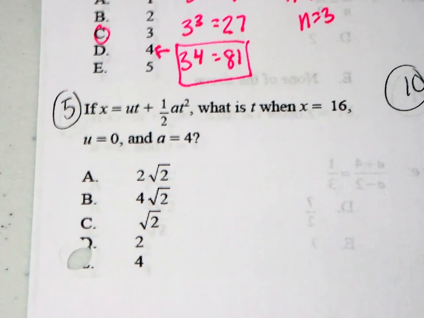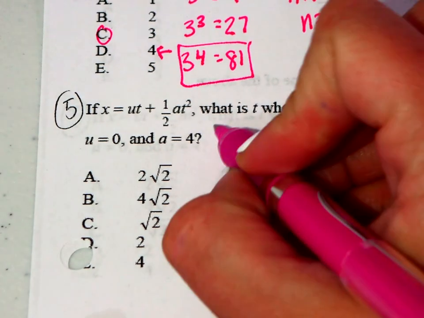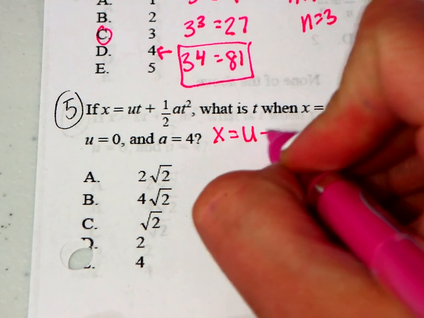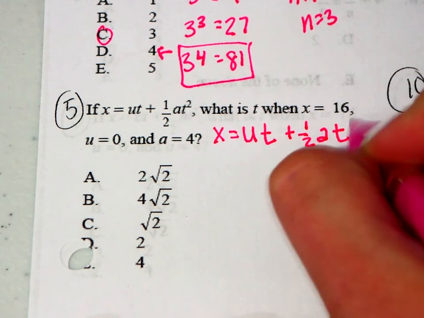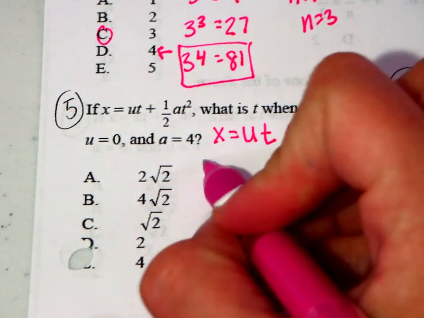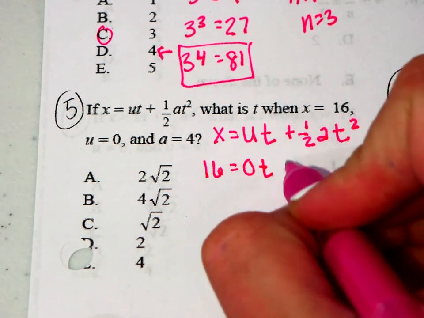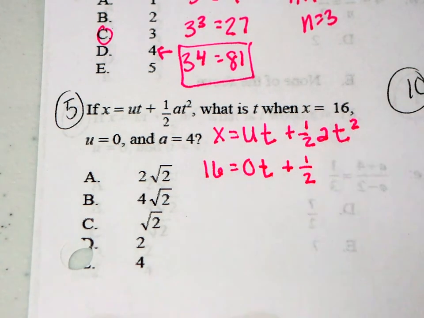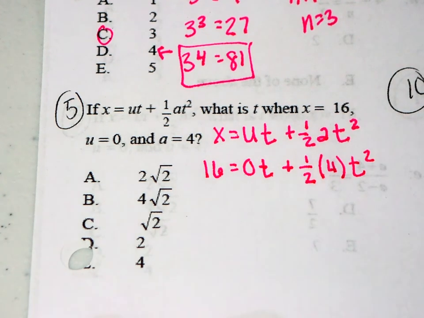Number 5 is a great problem, and it always seems to cause confusion in class, so I'm going to go ahead and just write it down. So x equals ut plus 1/2 at squared. And I put my t's with little curves because I don't want to think that they're plus signs. All right, then we're going to substitute. So x equals 16. U is 0, and we're trying to solve for t here. So I have 1/2. A is 4t squared.